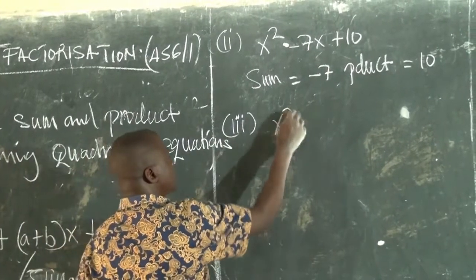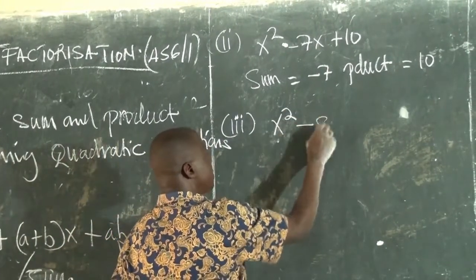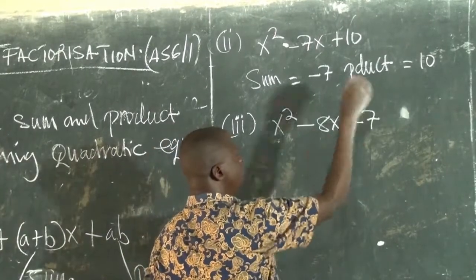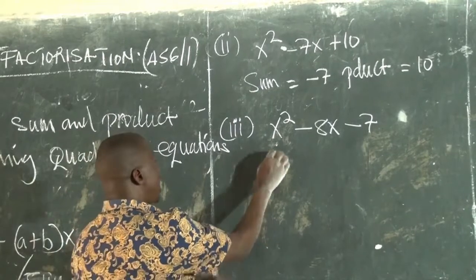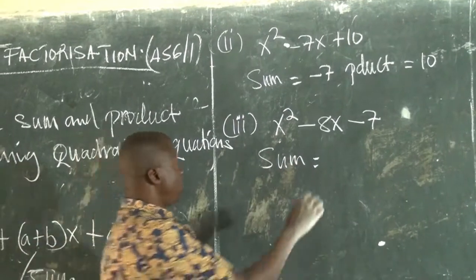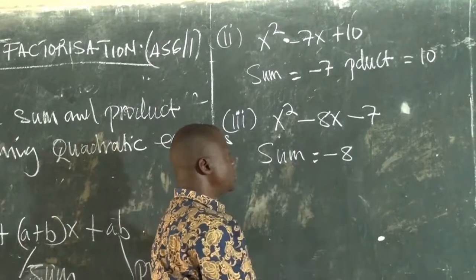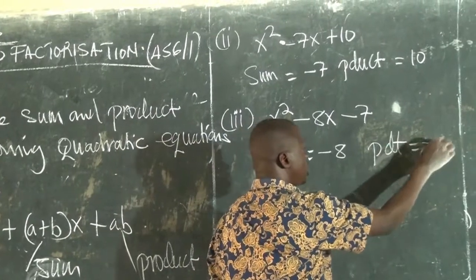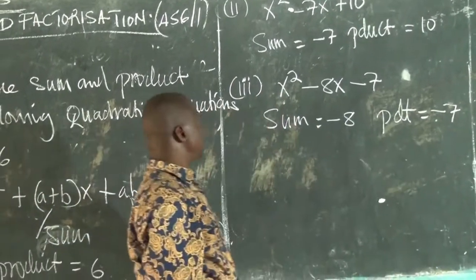Roman number 3, we have x squared minus 8x minus 7. For this case, the sum is negative 8. Last, the product is negative 7.